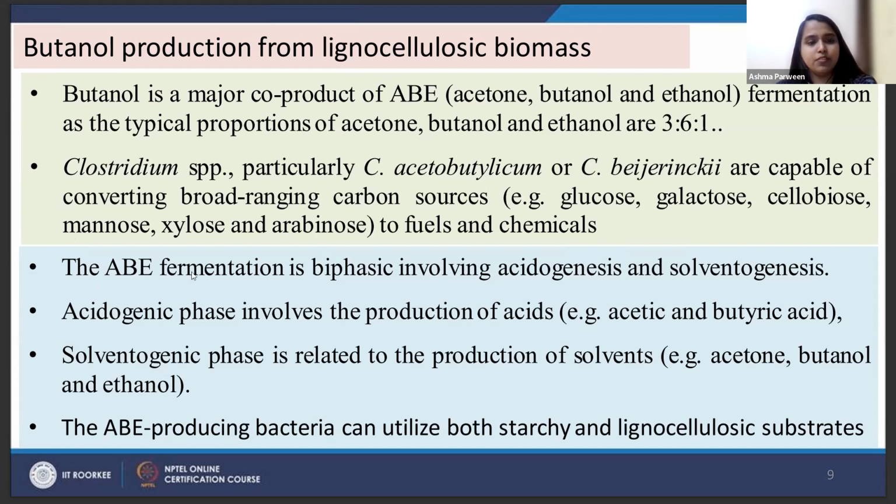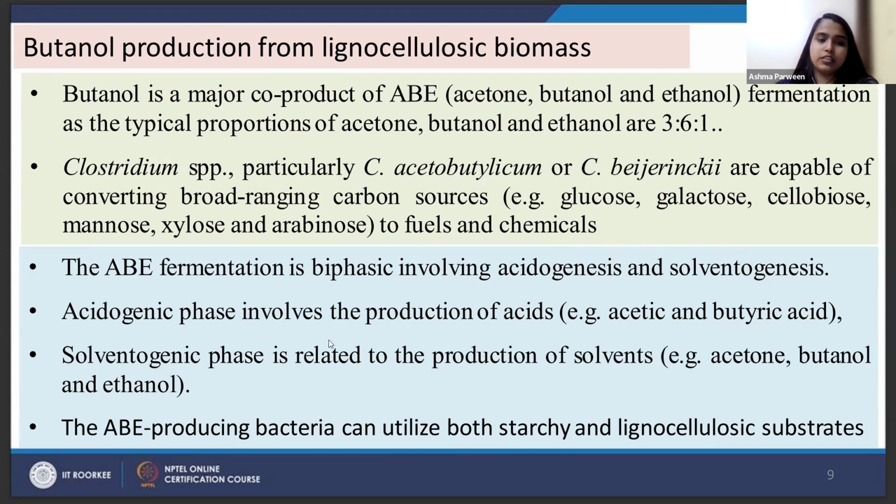The ABE fermentation, that is fermentation of acetone, butanol, and ethanol, is biphasic. It involves two steps: first is acidogenesis, followed by solventogenesis. Acidogenesis is a step which involves the production of acids. Some of the acids produced are acetic acid and butyric acid. And then the next step is solventogenesis, which is related to the production of the solvents, that is acetone, butanol, or ethanol.